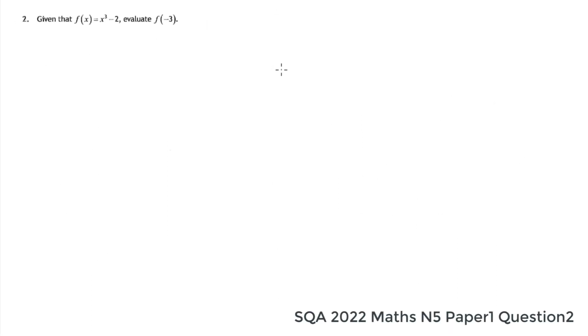So let's move on now to question 2. So here we have a function f of x equals x cubed minus 2, and we have to evaluate that function when x is -3.